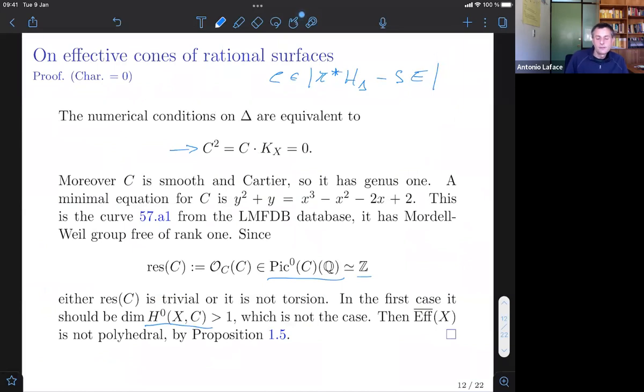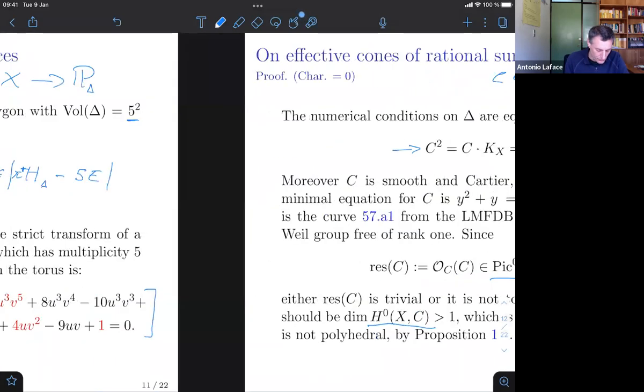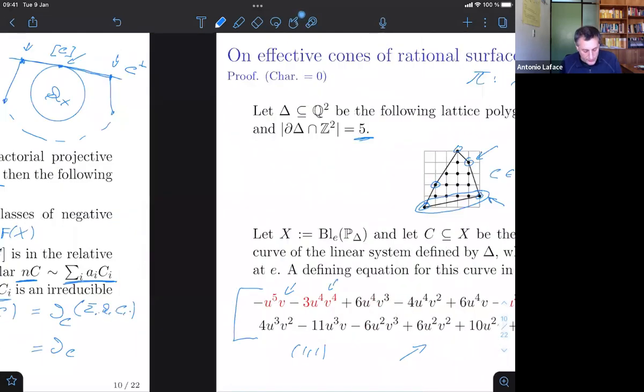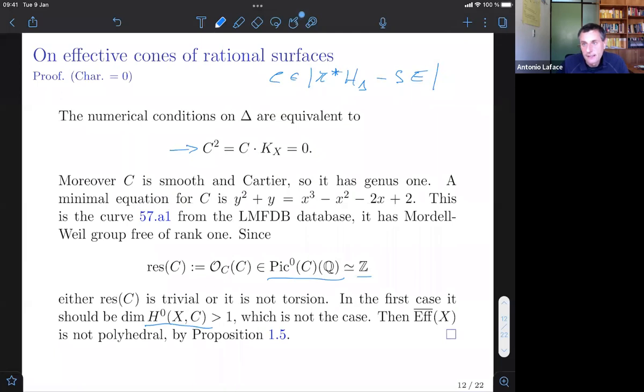Then by applying the previous criterion, the pseudo-effective cone of X cannot be polyhedral, by the proposition that I showed you before. So the proposition was this one. If the pseudo-effective cone is polyhedral, as given here, then we deduced that the restriction of C must be torsion. Okay, so this concludes the example in characteristic 0.